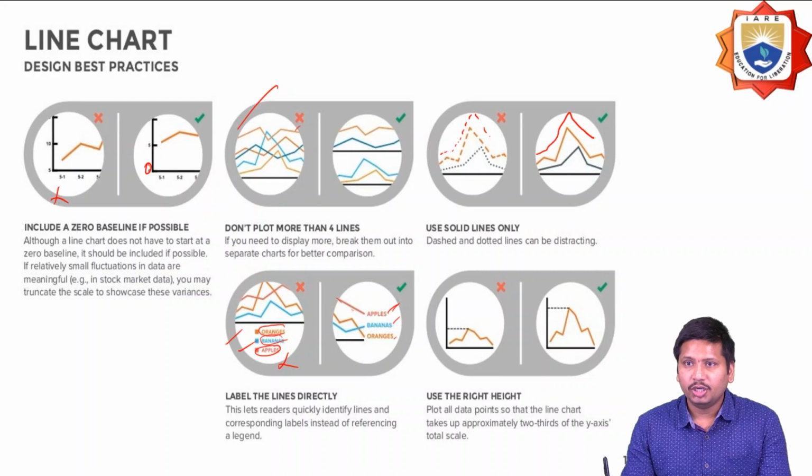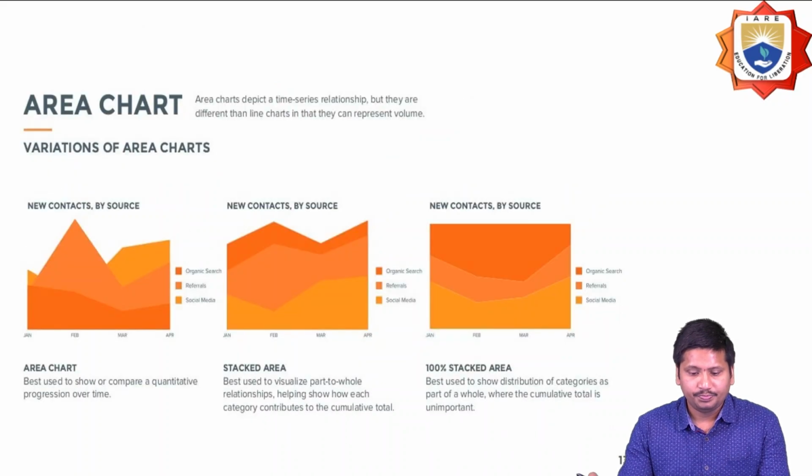And next one should be use the right height. That means plotting all the data points of the line chart takes approximately 2/3 of the axis of the total scale. So the line chart we have drawn should match 2/3 of the plot of the graph. These are some of the design practices to be considered for the line chart.